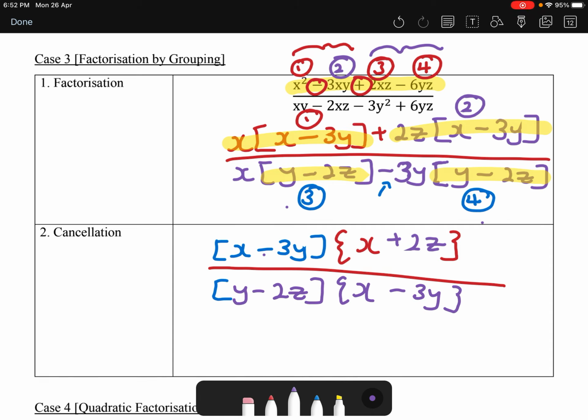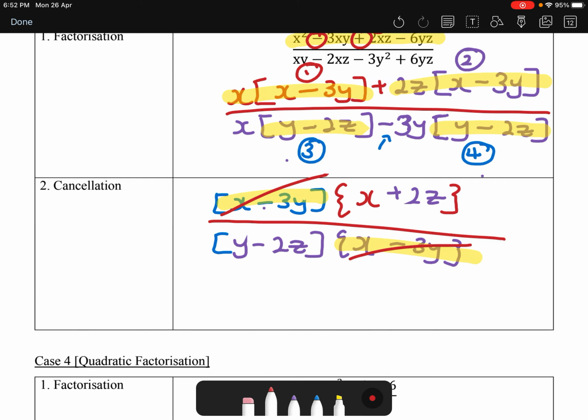So let's take a look. What is the common thing to cancel between the top and the bottom? You notice that there is something common, right? This x minus 3y at the top and x minus 3y at the bottom. If you have things in common at the top and the bottom, you can do your so-called cancellation. So you cancel away the whole bracket. What is left is only x plus 2z over y minus 2z. So this is your answer.